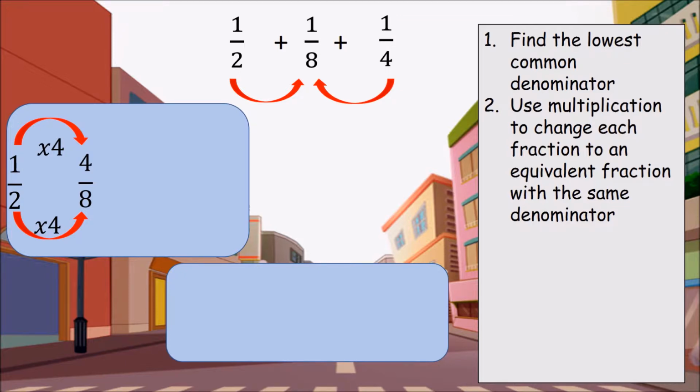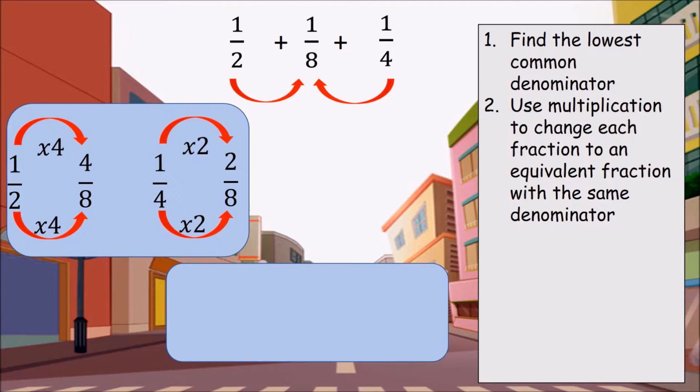And we need to do the same again with a quarter. Now again, we're going to work out how we get from 4 to 8 and we times it by 2. 4 times 2 is 8. And whatever we do to the bottom, we always do to the top. So we're going to times that by 2. So 1 times 2 is 2. So 1/4 is equivalent to 2/8.